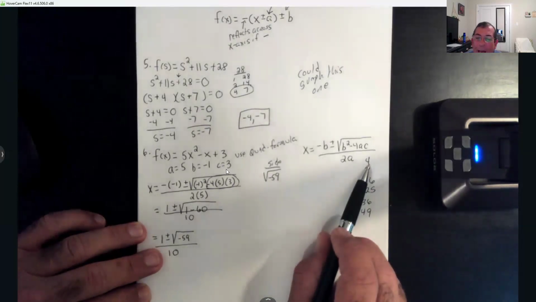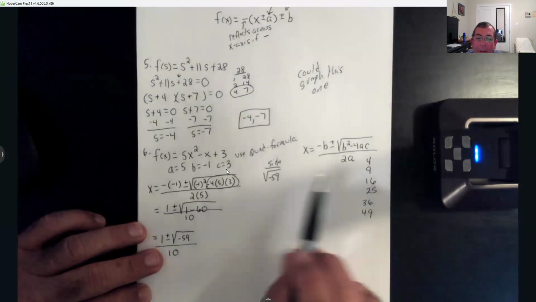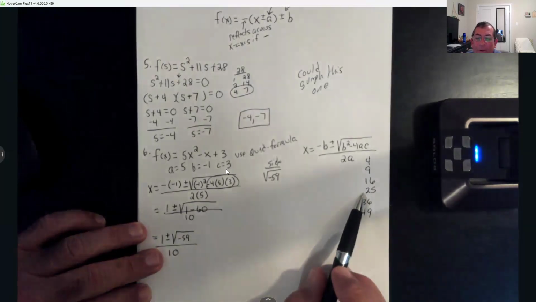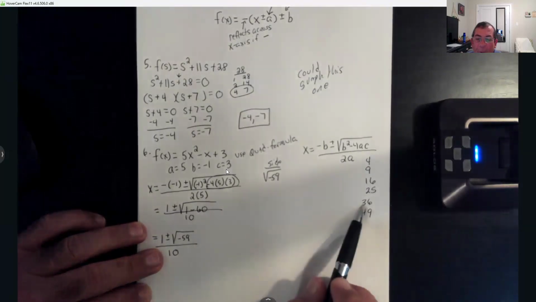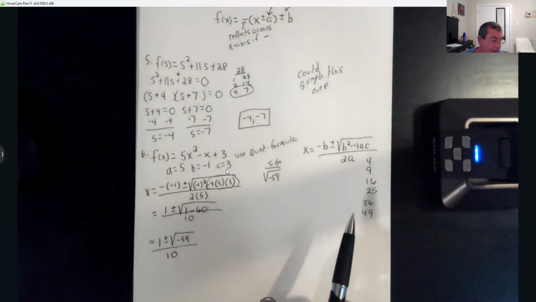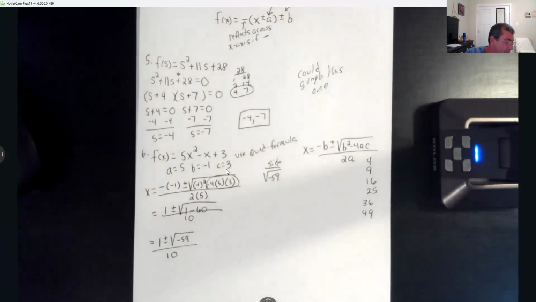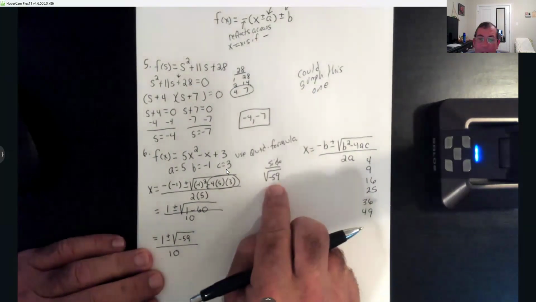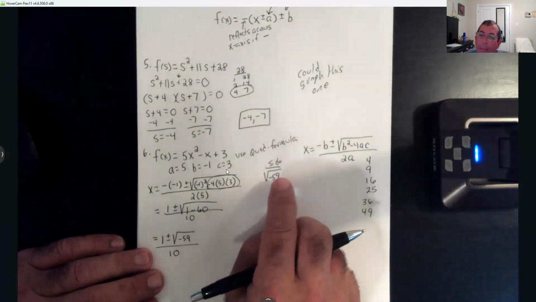So 59 won't divide by 4. It doesn't divide by 9. It doesn't divide by 16. It won't divide by 25. It won't divide by 36. And it won't divide by 49. So remember, when it doesn't divide by any of these perfect squares, the number will not reduce.